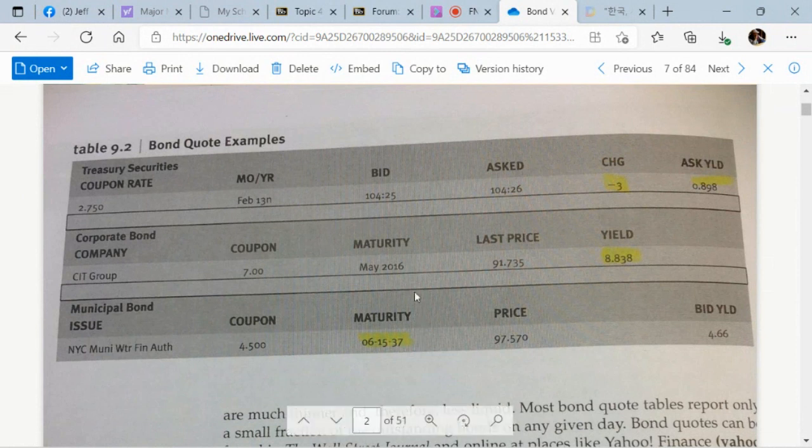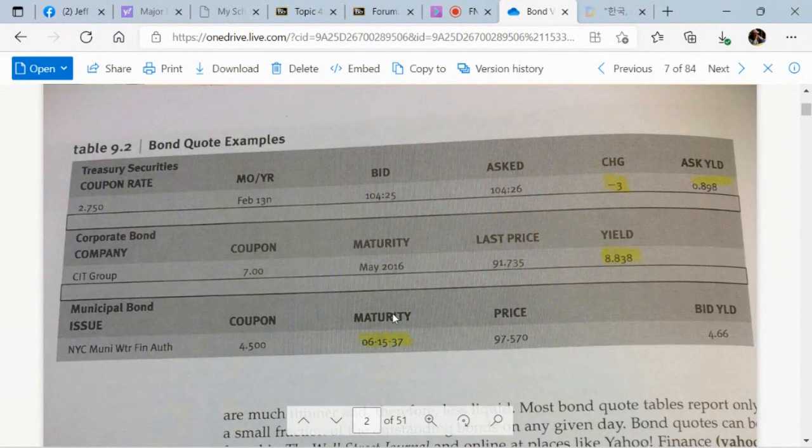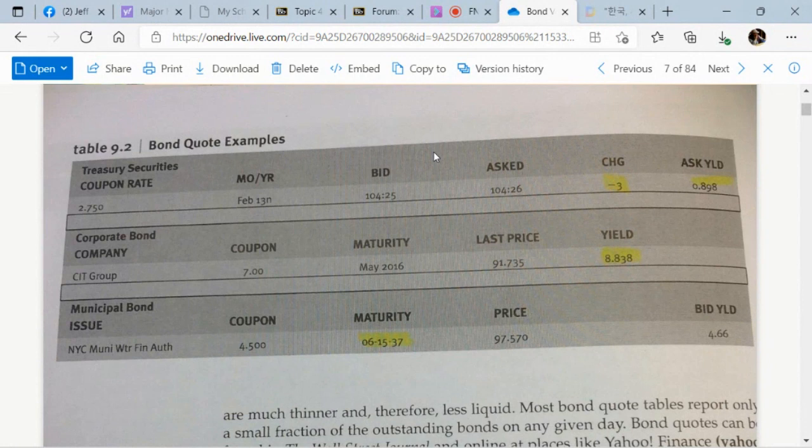But other types of bonds show maturity in the third column, and in the fourth column, they gave price. But in case of municipal bond, they gave two different prices, bid and ask. And you will understand what bid and ask is.